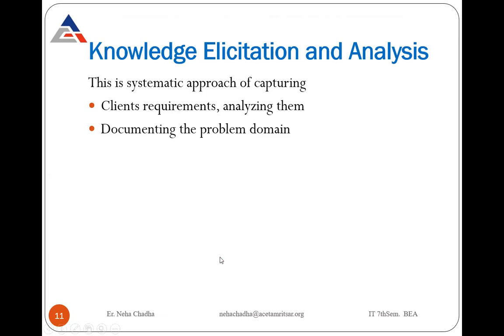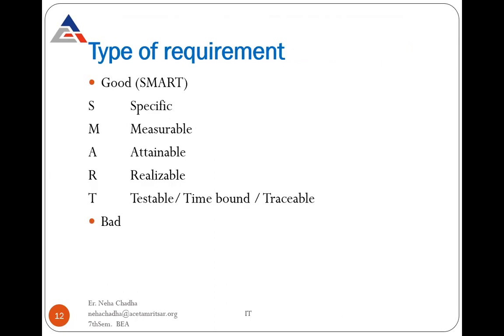Then comes the knowledge elicitation and analysis. This is a systematic approach of capturing the client's requirements, analyzing them, and documenting the problem domain. There are two types of requirement here. One is called the good requirement, the other is called the bad requirement. The good requirement will satisfy the customer and give a product which will be effective. That is called a good requirement.